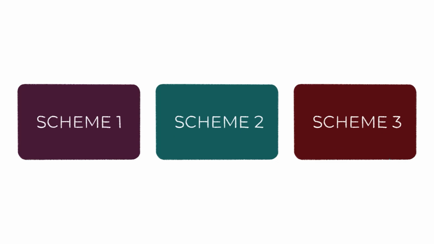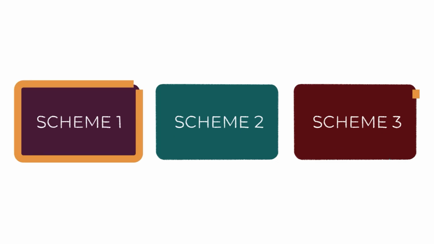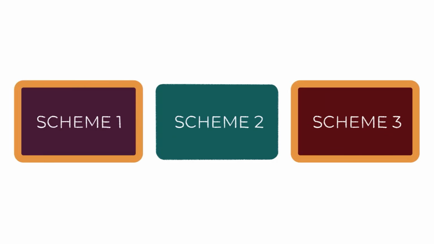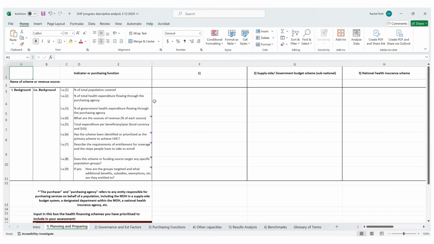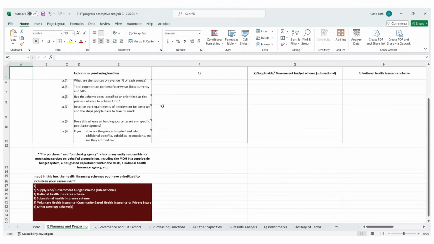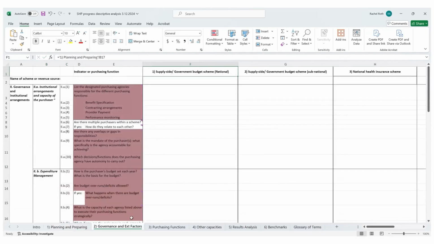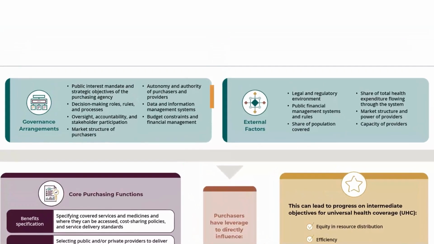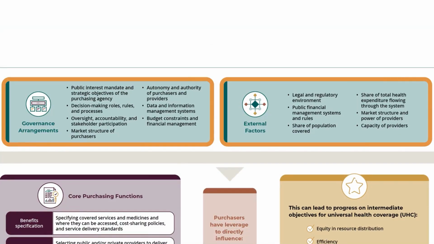Countries can have many health financing schemes, so you will need to select the most important schemes to include in your study. The data in this worksheet are standard criteria to support the selection decision when you are planning and preparing for the assessment. You will name the schemes on this worksheet, and the Excel will automatically populate the schemes on each subsequent worksheet. Data collection begins with governance and external factors.